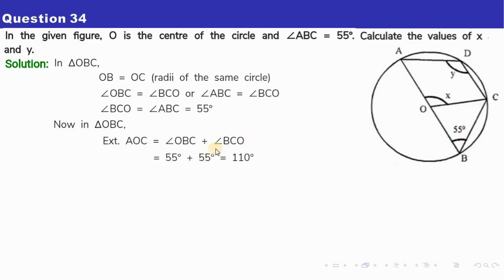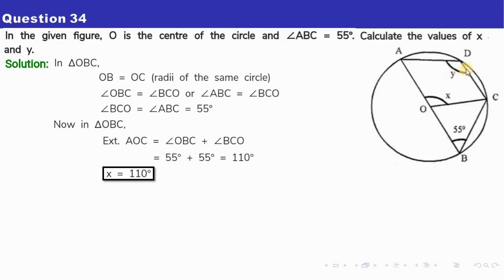So 55 plus 55 is 110. So the exterior angle has to be 110. And what is this actually? This is nothing but x. So the value of x turns out to be 110. Now at last we need to calculate the value of y, isn't it?